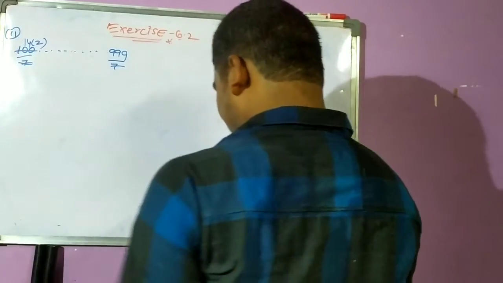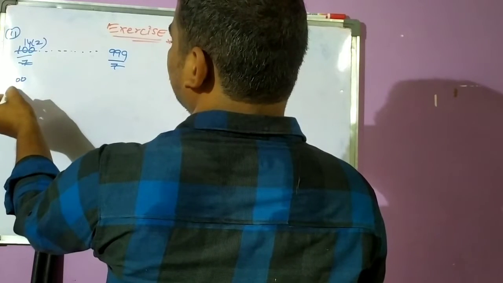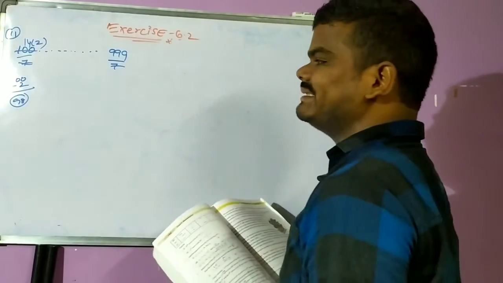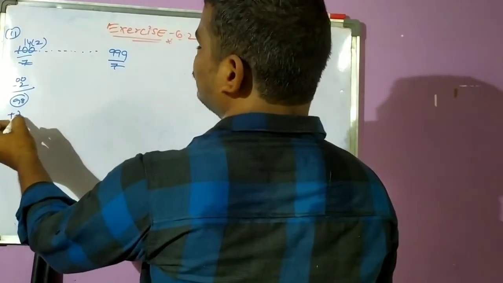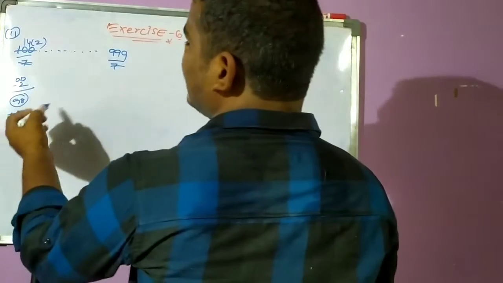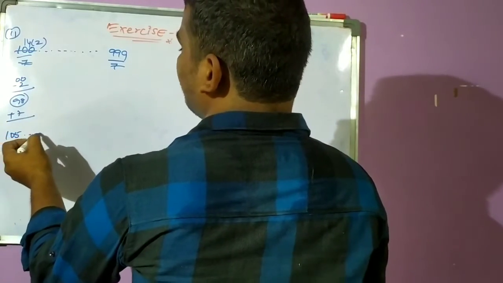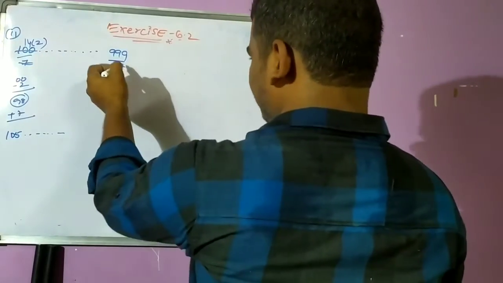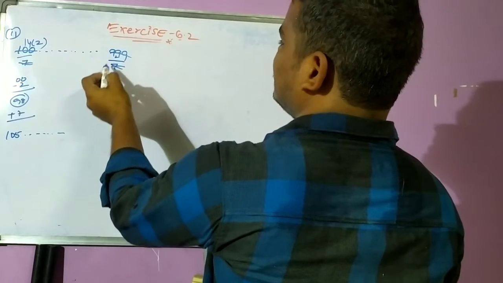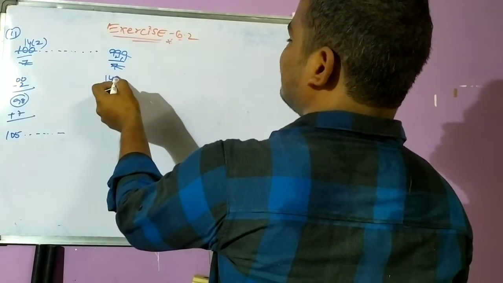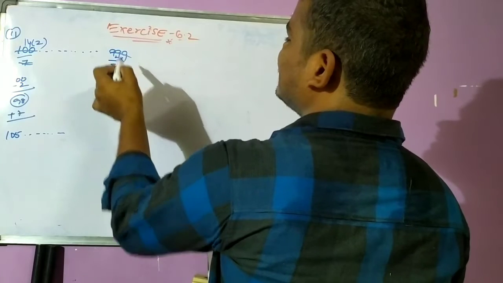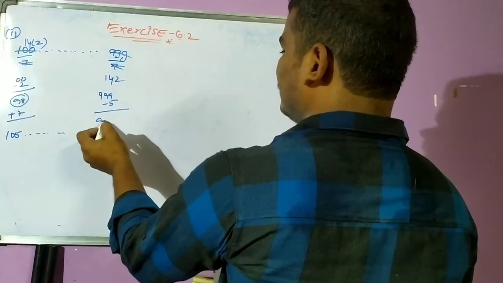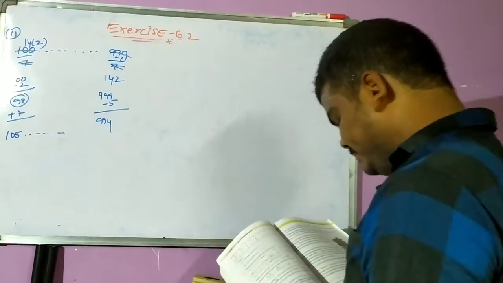Therefore, 100 minus 2, that is 98. This is divisible by 7, but it is a 2-digit number. So adding 7 to this number, we get the 3-digit number 105. 105 is the first 3-digit number which is divisible by 7. And for the last one, 7 ones are 7, 7 fours are 28, 7 twos are 14, and the remainder is 5. Therefore, 999 minus 5, we get 994, right?